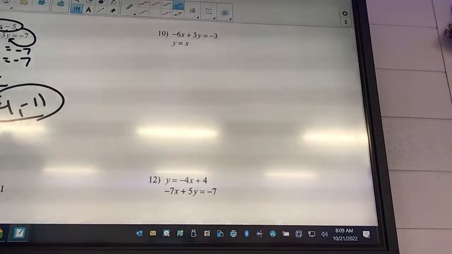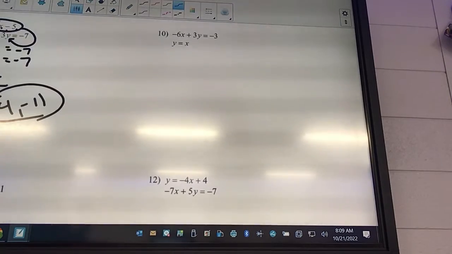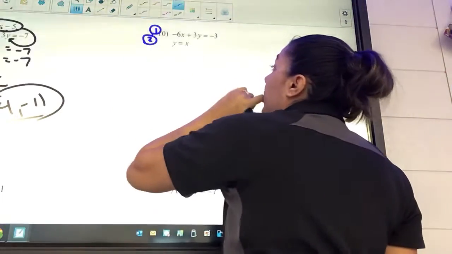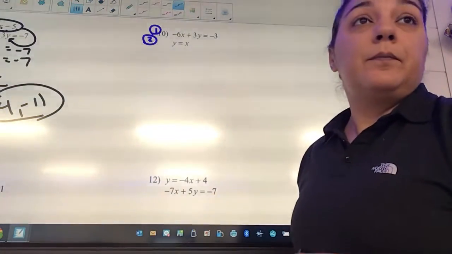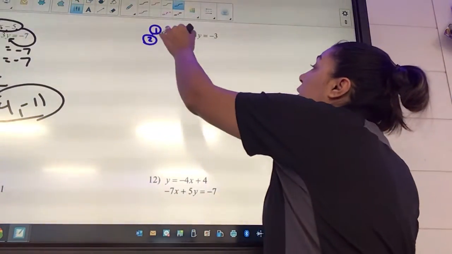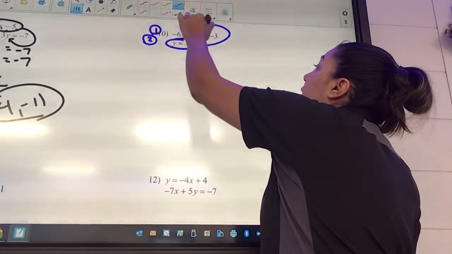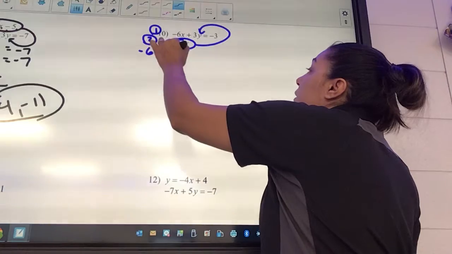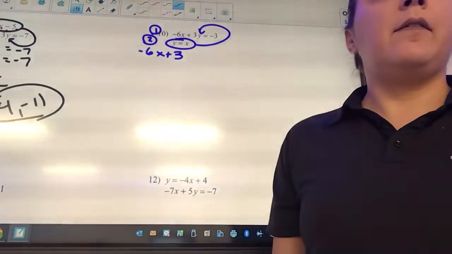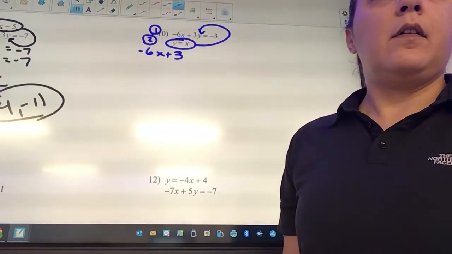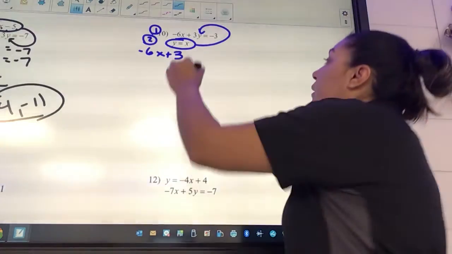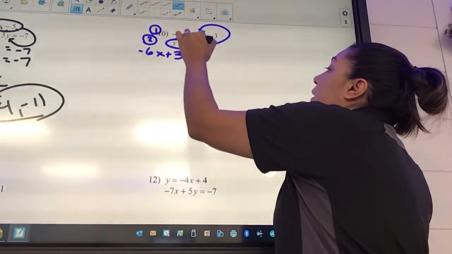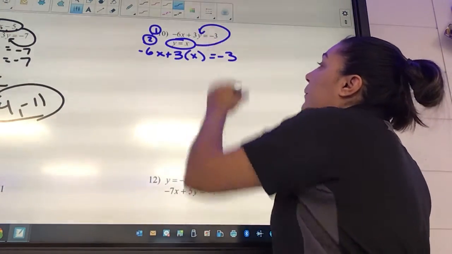Okay, last one. We're going to number 1 and 2. Which one am I circling? 2. Good. And we're plugging it in. So I got negative 6x plus 3x. What is my y? Okay, my y is x equals negative 3.